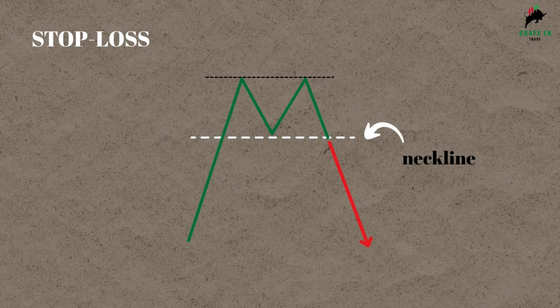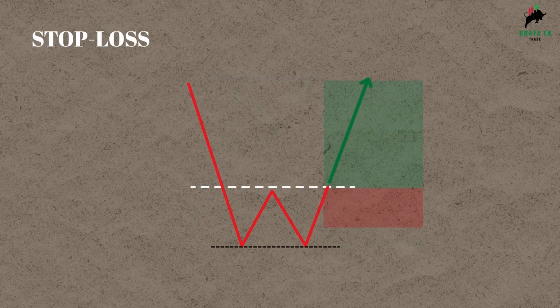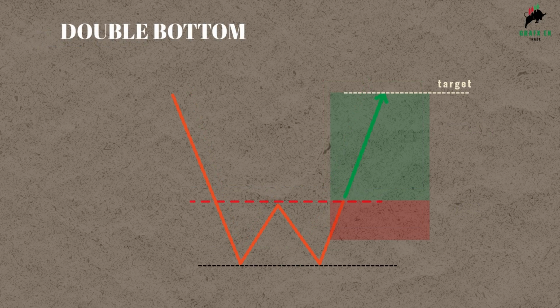Stop loss placement. In a double top, place your stop loss just above the neckline. This protects you against false breakouts. In a double bottom, place it just below the neckline. This shields you from false signals. Risk-reward is calculated by comparing the distance between entry and target to the distance between entry and stop loss. Ratios of 1 to 2 or higher are usually preferred.